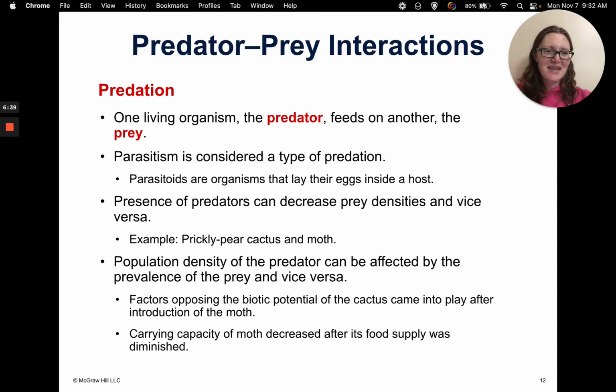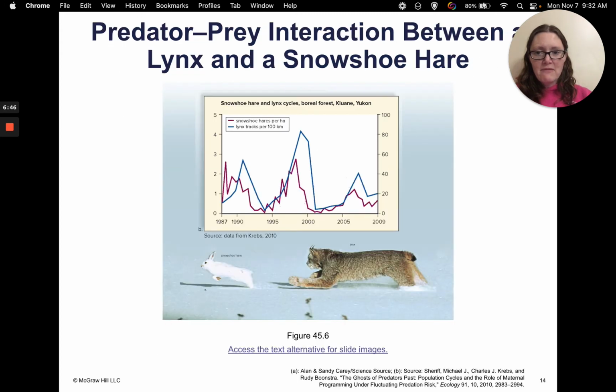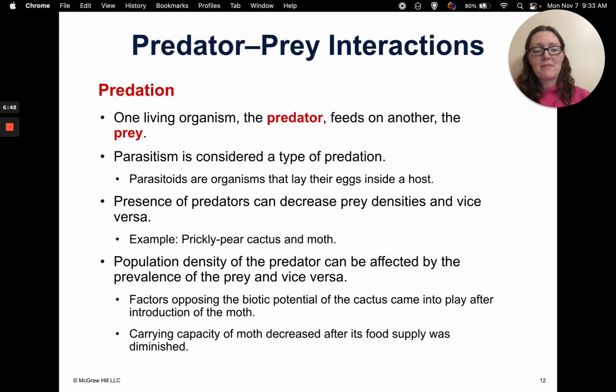So it's kind of like a cycle back and forth. And hopefully there's a graph coming up. Yes, there's a graph coming up that'll show that interaction. They bounce back and forth between them. As the prey go up, there's more for the predators, and that allows the predators to eat more, but then they eat too much, and then the prey go down, but then the predators go down, and so there's a lot of back and forth.